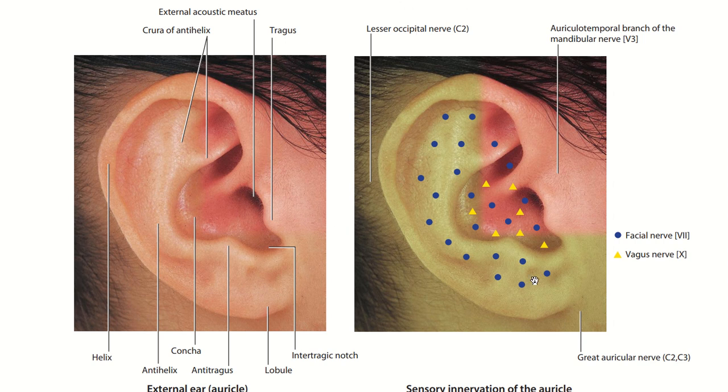And then right inside your pinna, you're going to have some contribution coming from the facial nerve, which is your cranial nerve number 7, and your vagus nerve, which is your cranial nerve number 10. Now, let's take a look at the blood supply to the external ear.